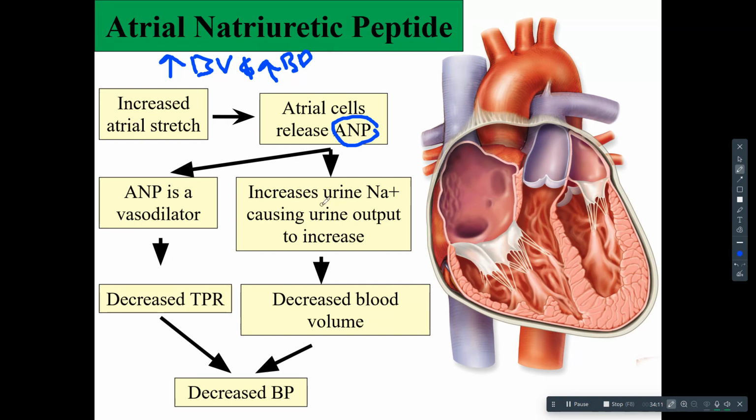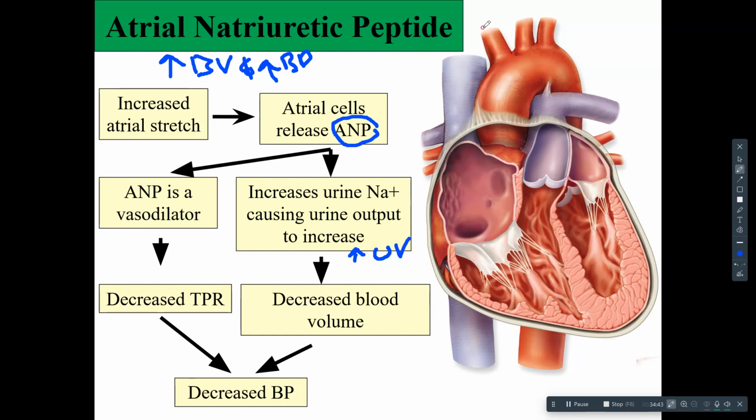ANP also increases urine output of sodium. If we're peeing more sodium away, osmotically we pee away more water. So there is just an increase in urine volume that's going on here. And if we pee away more water, less water remains in the blood, decreased blood volume, and that is going to result in decreased blood pressure.